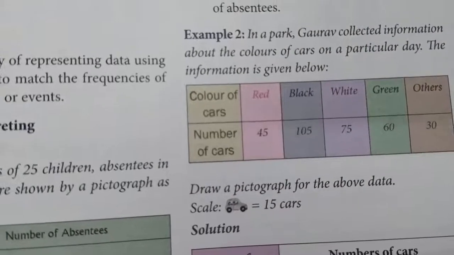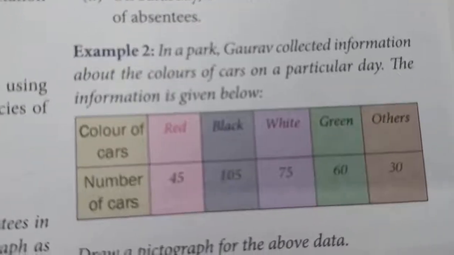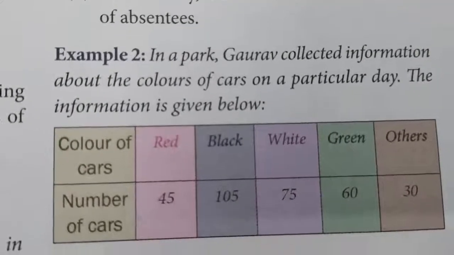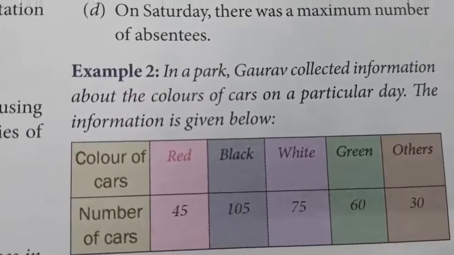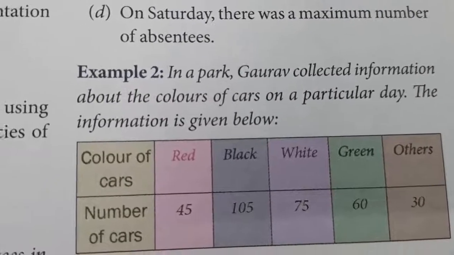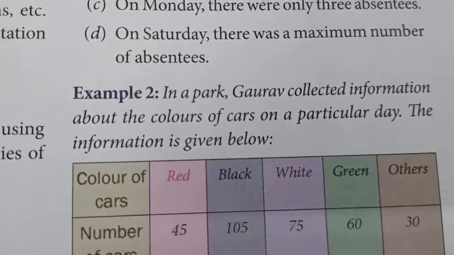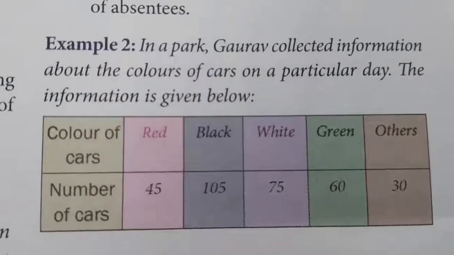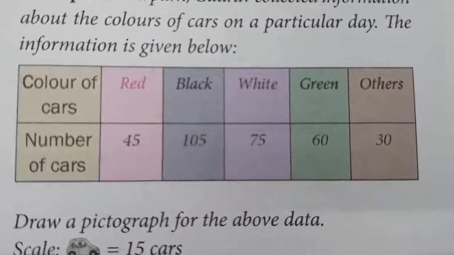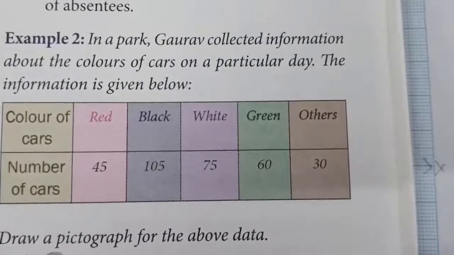Let us see one more example, example 2. In a park, Gaurav collected information about the colors of cars on a particular day. The information is given below. Color of cars and number of cars: red 45, black 105, white 75, green 60 and others 30. Now draw a pictograph for the above data. Scale: one picture represents 15 cars.